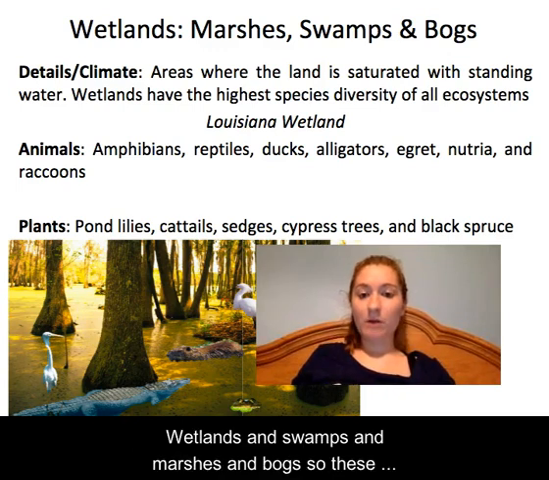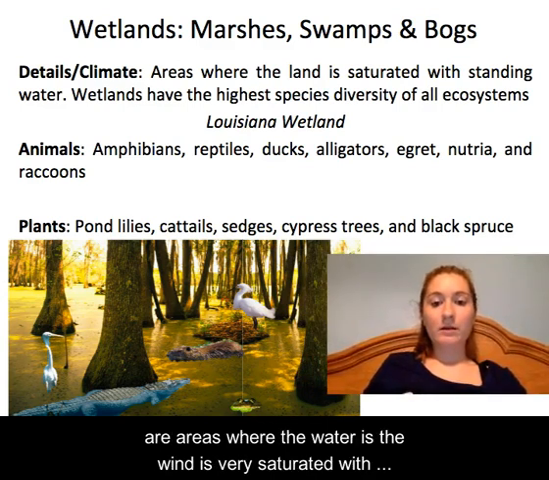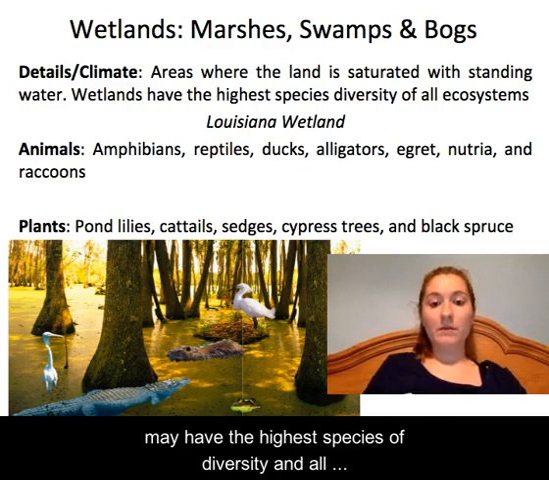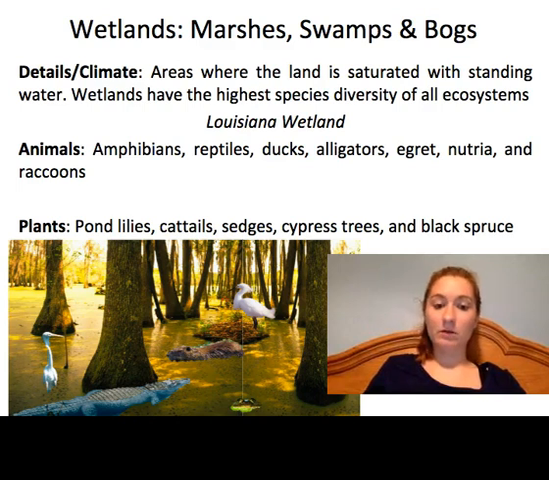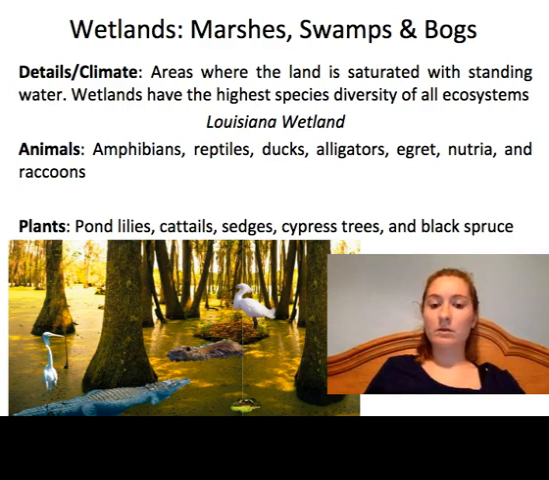Wetlands and swamps and marshes and bogs. So these are areas where the land is very saturated with water, and it's going to just stand still there all the time. They have the highest species diversity of all ecosystems, like amphibians, reptiles, ducks, alligators, and a lot of pond lilies, cattails, and a lot of spruce trees.